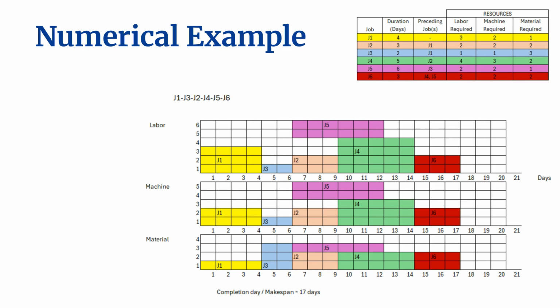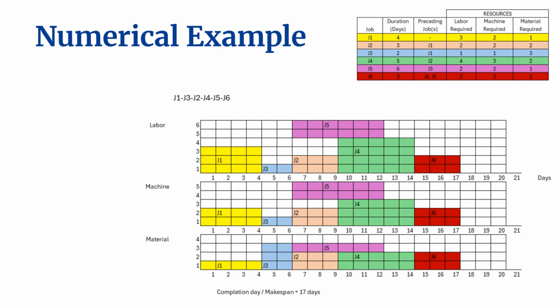I would like to draw your attention specifically to job J5. Notice that J5 is scheduled to execute in parallel with both J2 and J4. You might wonder why this overlap is permitted. The answer lies in satisfying both constraint types simultaneously. First, regarding precedence, J5 depends solely on the completion of J3. Since J3 finished well before this point, the logical dependency is fully satisfied.